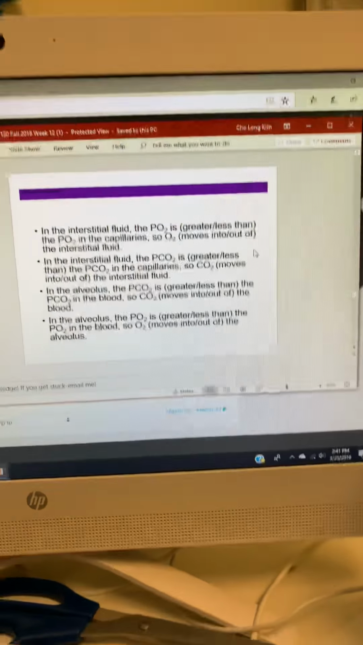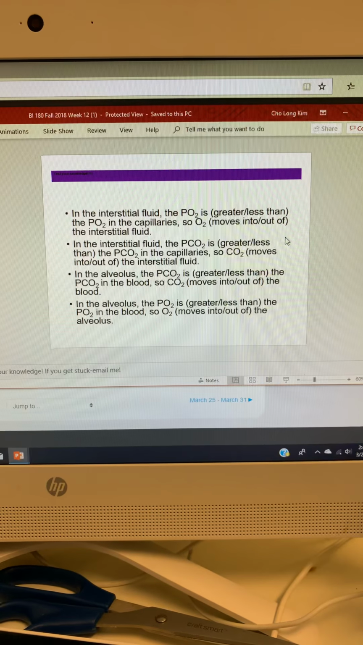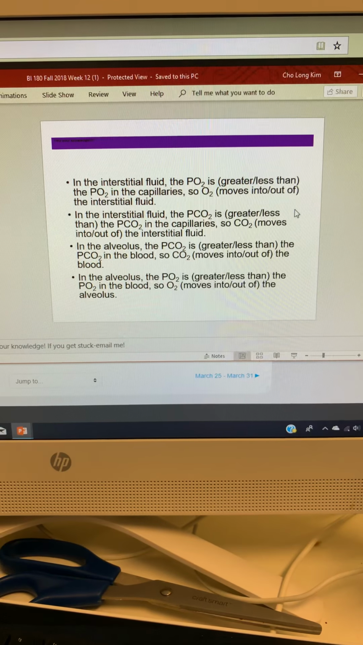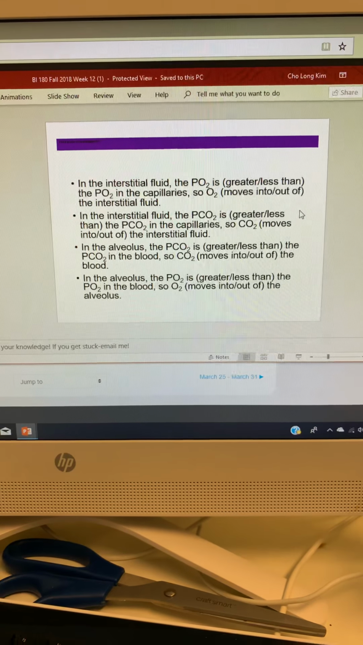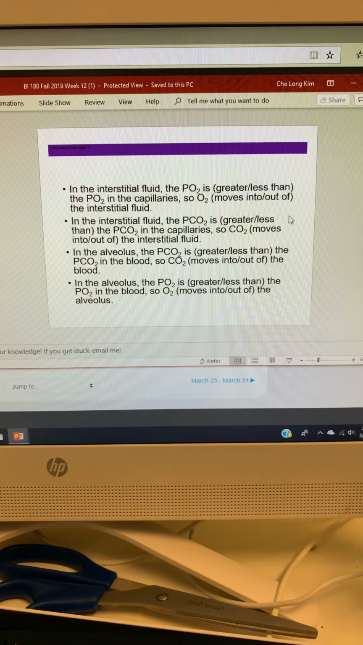Okay. In the interstitial fluid, the partial pressure, this is going to be example questions, and I will let you test your knowledge on this.